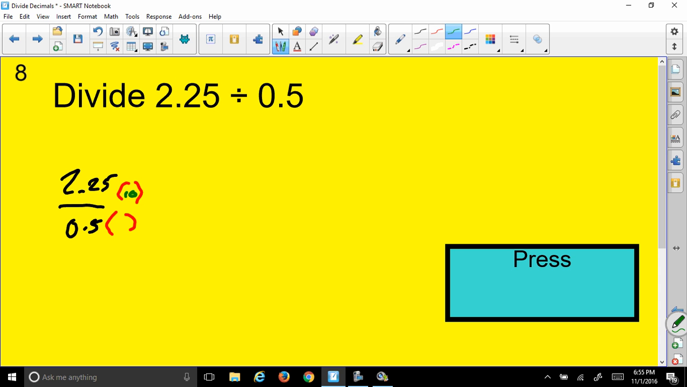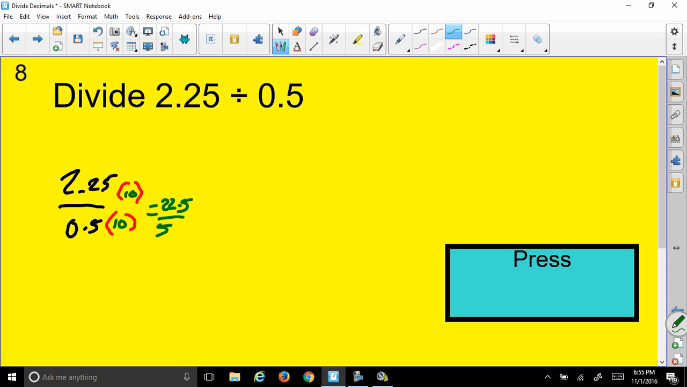Why did I use 10? Because if I use 10, 0.5 times 10 will give me 5. And 2.25 times 10 will give me 22.5. Now I can divide this because my bottom number, notice it's a whole number.